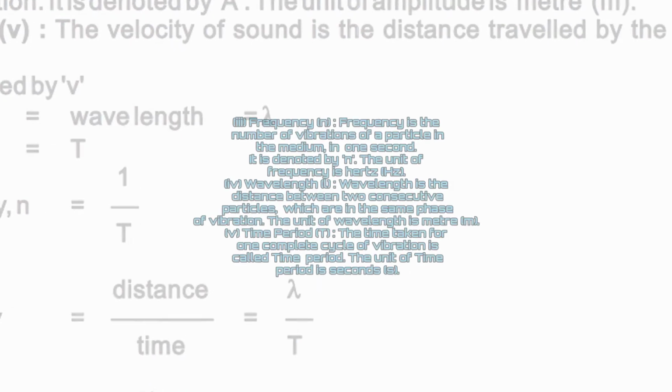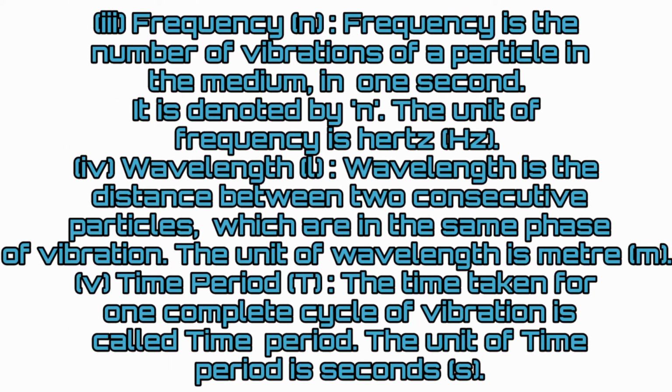Frequency, n. Frequency is the number of vibrations of a particle in the medium in 1 second. It is denoted by n. The unit of frequency is Hertz, Hz. Wavelength, lambda. Wavelength is the distance between two consecutive particles which are in the same phase of vibration. The unit of wavelength is meter, m. Time period, T. The time taken for one complete cycle of vibration is called time period. The unit of time period is second, s.